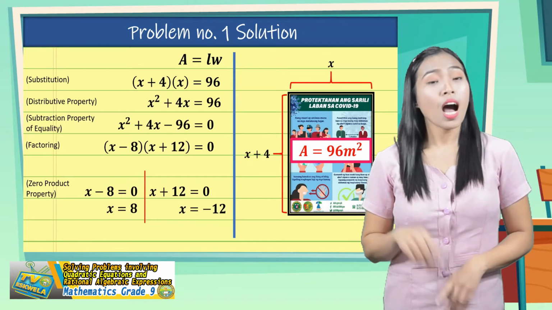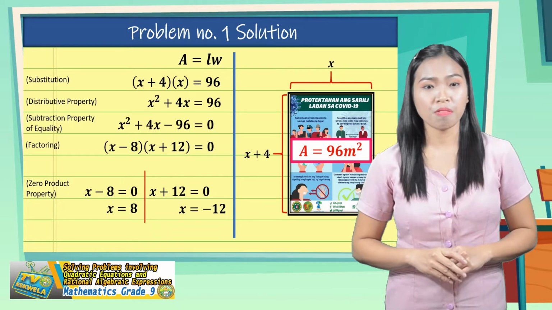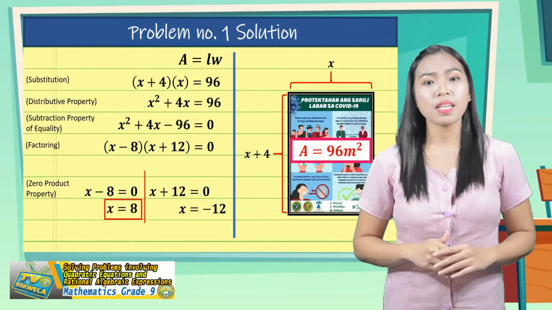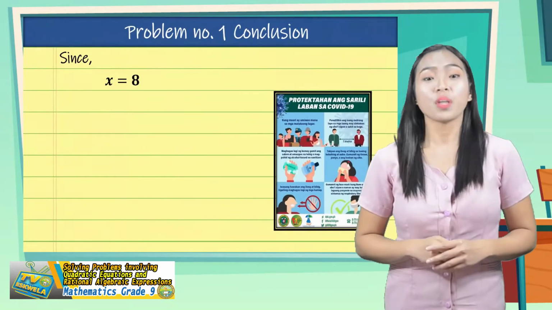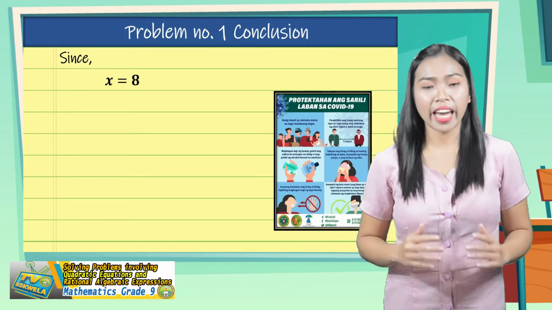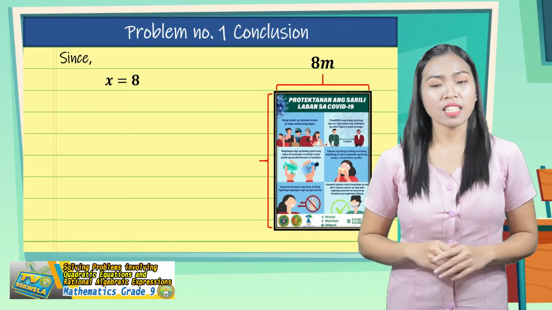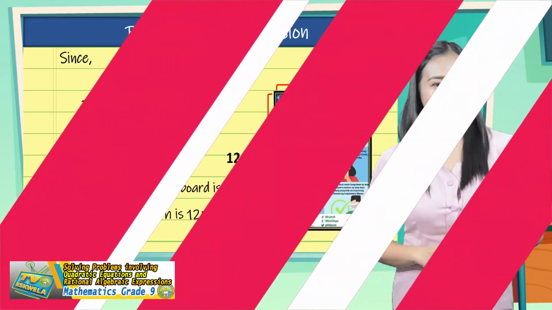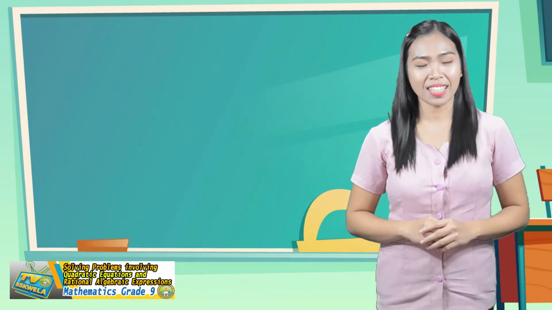However, we will only consider the positive value of x since the situation involves the measure of length. Hence, the width of the billboard is 8 meters and the length, which is 4 meters longer than the width, is 12 meters. Easy, right? Let's now proceed to some more examples.